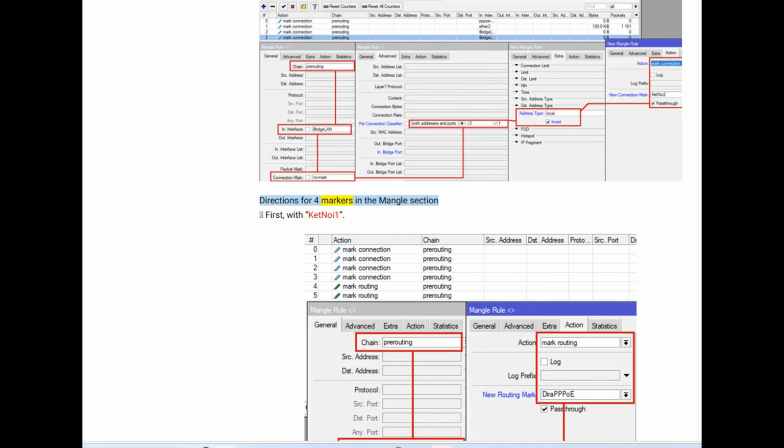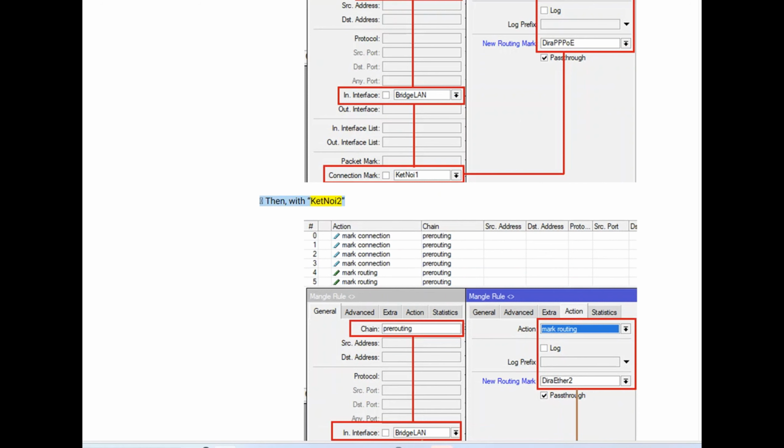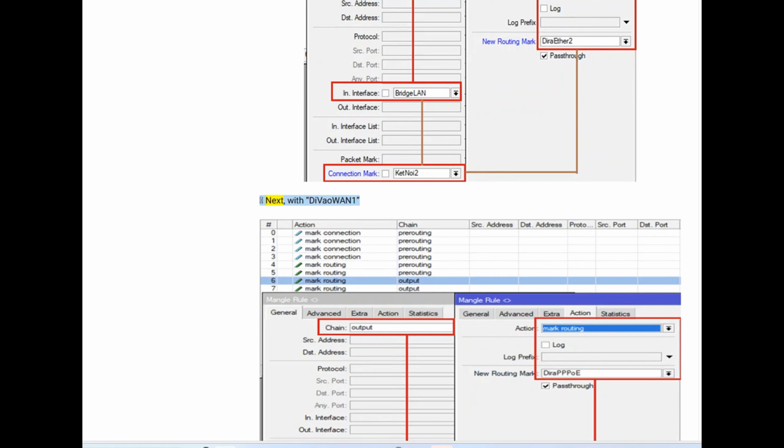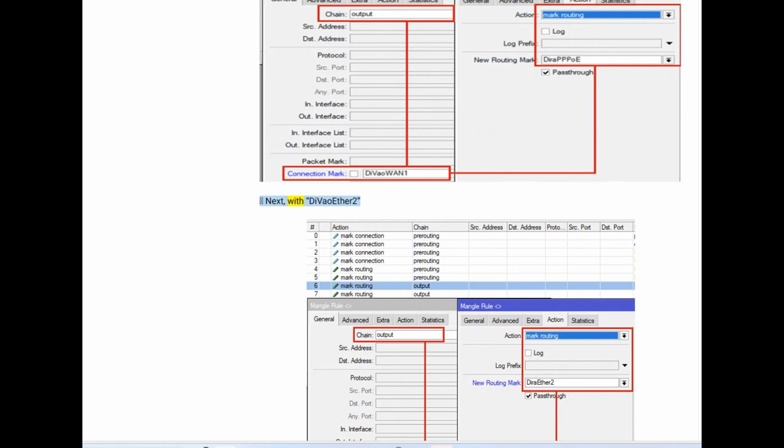Directions for 4 markers in the Mangle section: first, with /OI 1. Then, with /OI 2. Next, with /DiraPPPoE 1. Next, with /DiraPPPoE Ether 2.